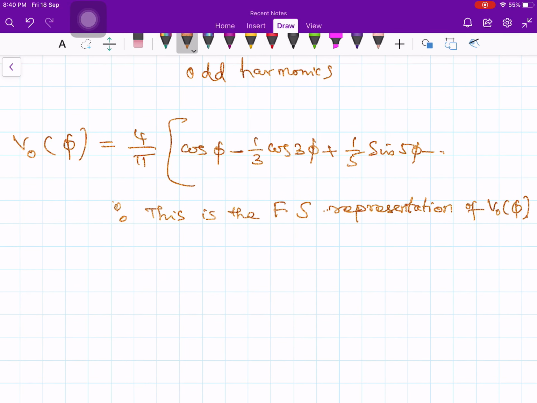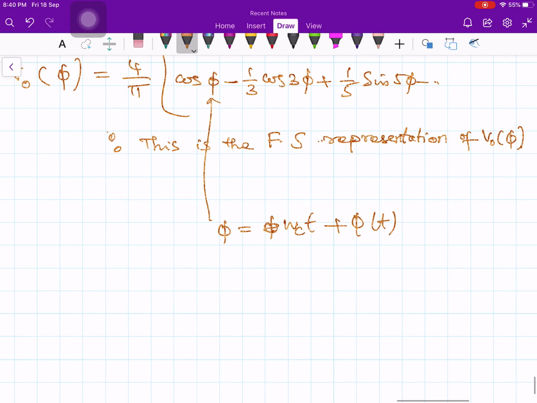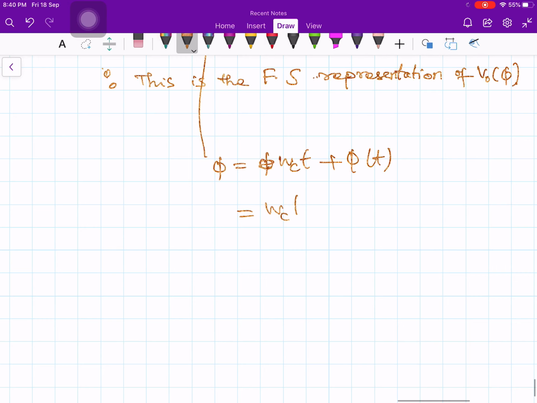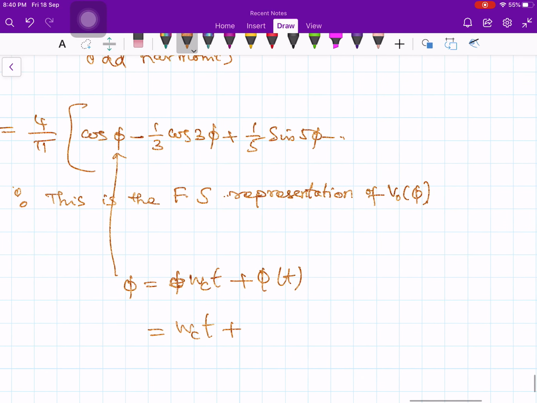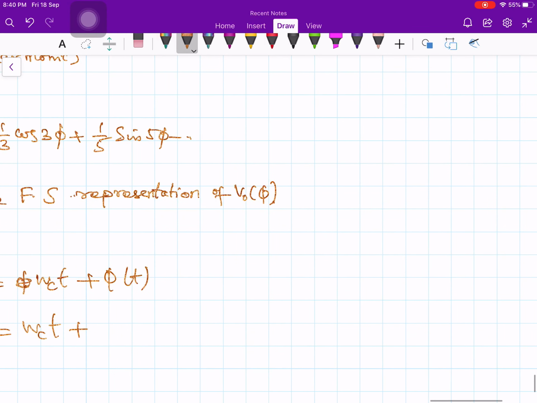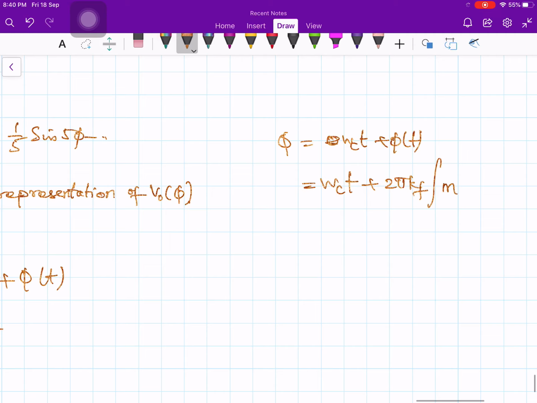Now let us substitute for phi. What is phi? Phi is a function of time. So phi is equal to omega ct plus phi of t, which is omega ct plus 2 pi kf times the integral of m of tau d tau. So this is my phi.